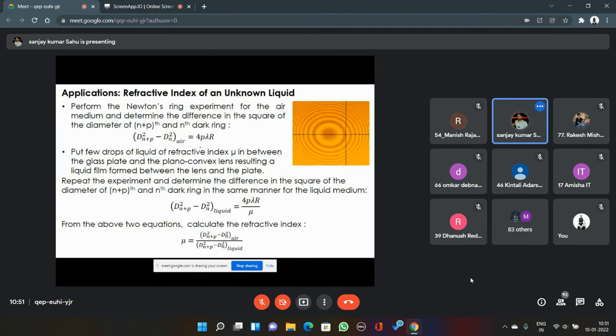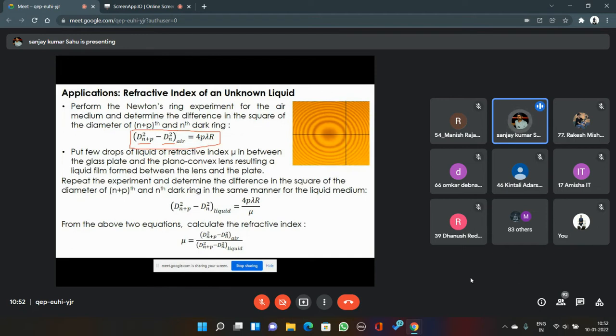Now, once you have generated a Newton ring pattern using air as the film between this plano-convex lens and the glass plate, do this measurement. D(n+p) square minus D(n) square for air will be equal to 4pλR. That's what we just found out. What measurement do you have to do? You have to measure the diameter of the (n+p)th order dark ring and the diameter of the nth order dark ring. So those two measurements you have to do.